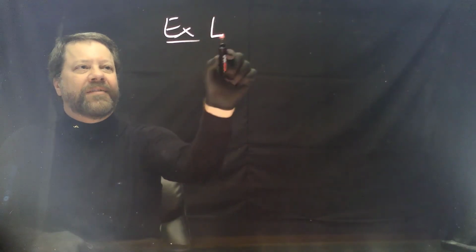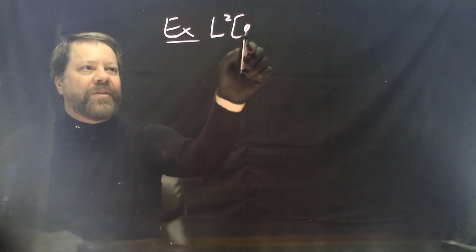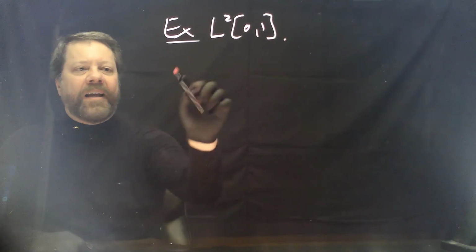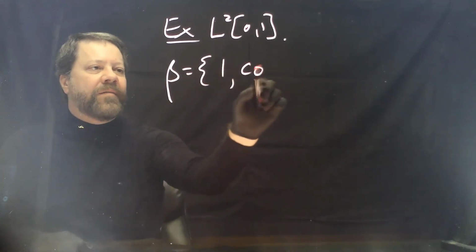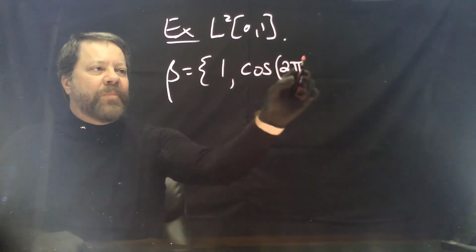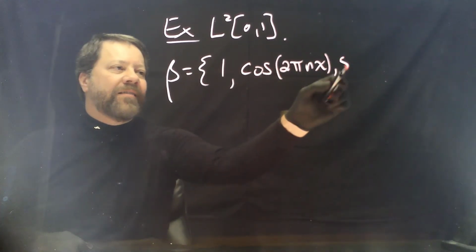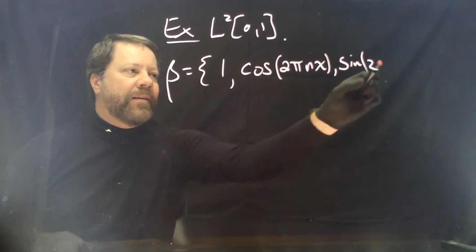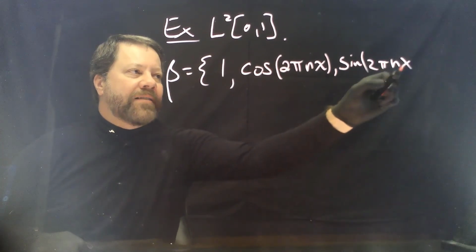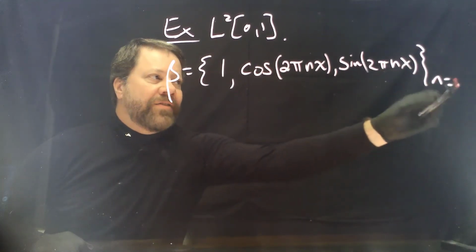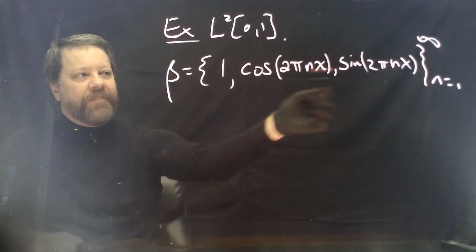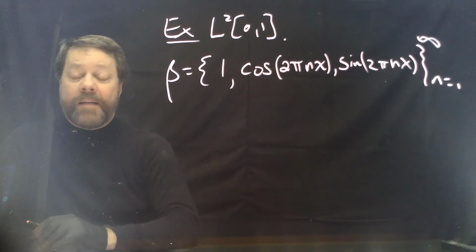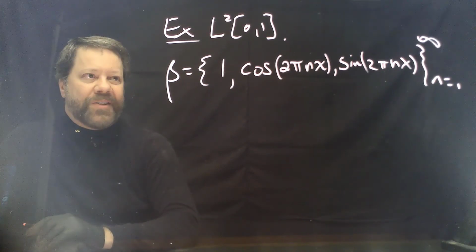I would like to consider as an example L2 of 0 to 1, and my hypothesized Schauder basis will be 1, cosine 2 pi nx, sine 2 pi nx, where n goes from 1 to infinity. We'll have an infinite number of elements in this hypothesized Schauder basis.